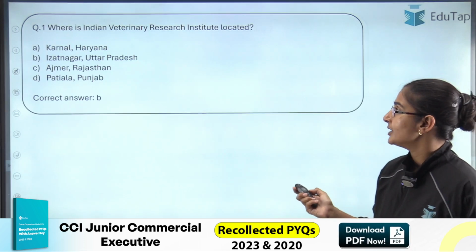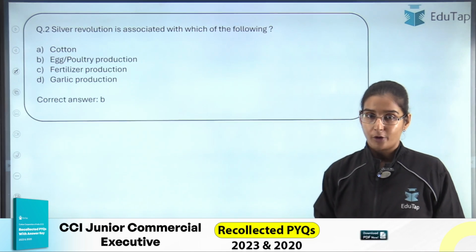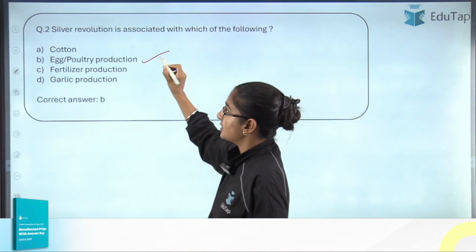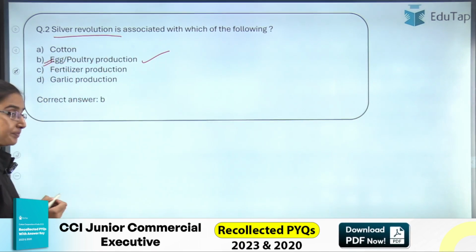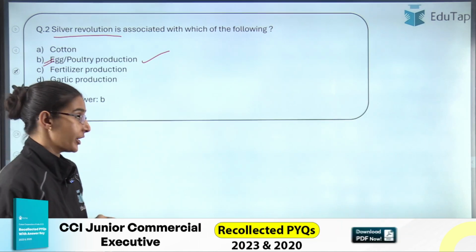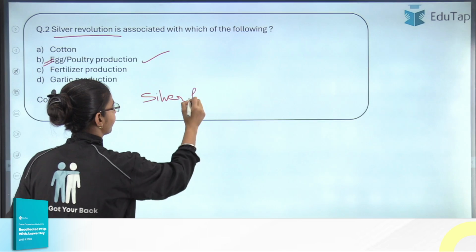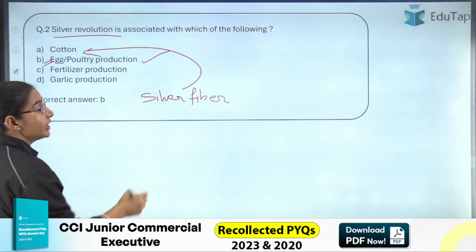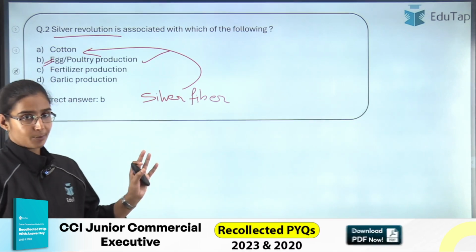Okay, now let's move to the second question. It says that silver revolution is associated with which of the following crops? The correct answer here is egg or poultry production. But there is one more revolution, silver fiber. This silver fiber revolution is associated with cotton. So since this exam is of Cotton Corporation of India, keep this point in mind.